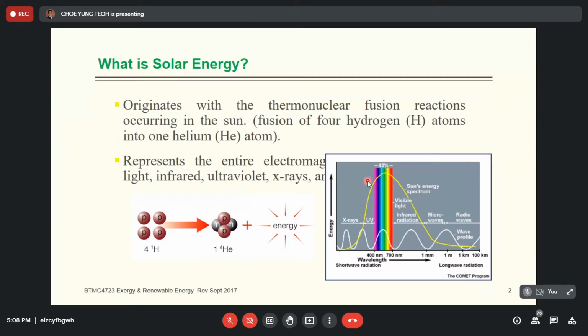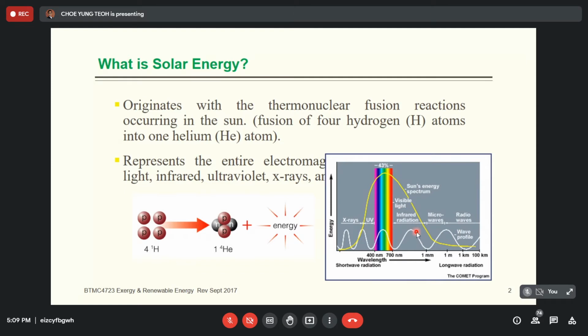Okay, if you look at the graph on the right-hand side, it shows how to differentiate between different types of waves according to the wavelength. X-ray is the shortest wavelength, followed by UV, visible light, infrared, microwave, and radio wave.